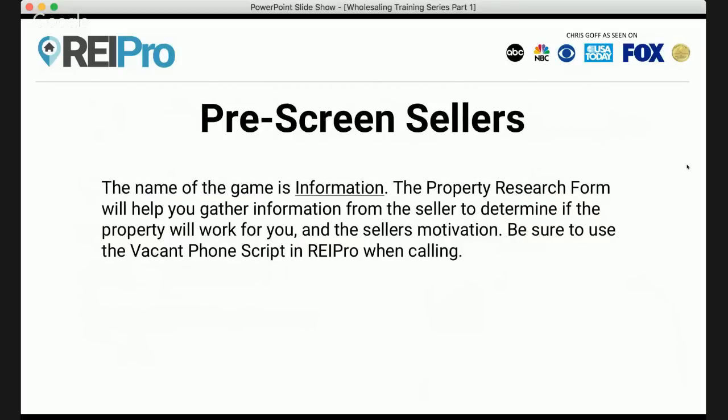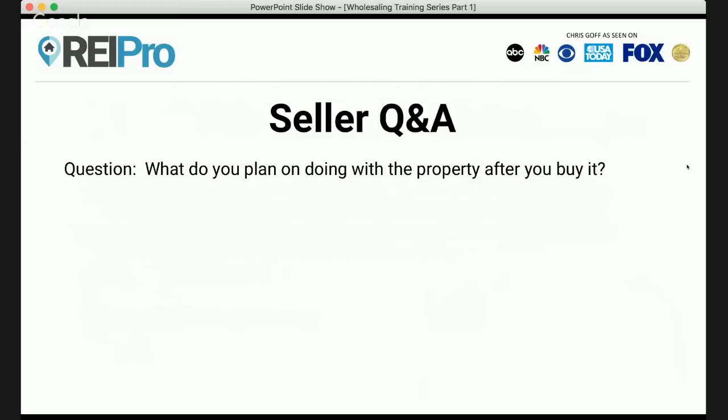And then when we talk to them, it's all about information. It's gathering the information, asking the right questions. We take that information to determine, is this a deal that I even want to move to step 3 with, which would be property inspection.